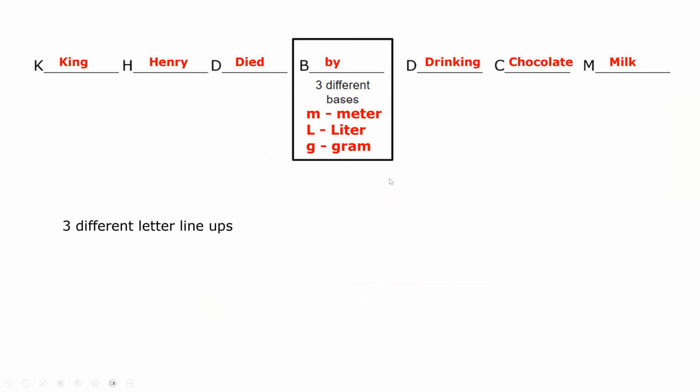All right, so with that, we have three different letter lineups. When I'm saying King Henry died by drinking chocolate milk, I'm referring to those prefixes. I can have a letter lineup where I'm using M for the meters, and notice that it's the second letter on all of these for the most part. The M right in the middle, that's because it's a base, it's a single letter there. And then we have the deci, centi, and milli.